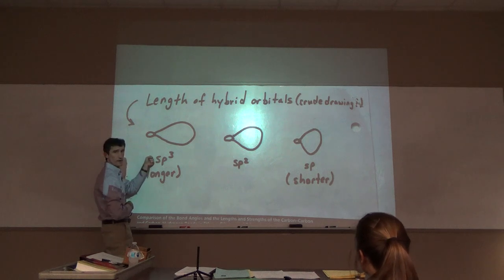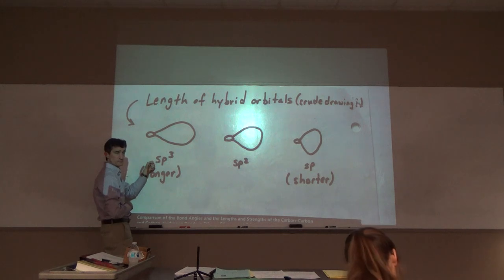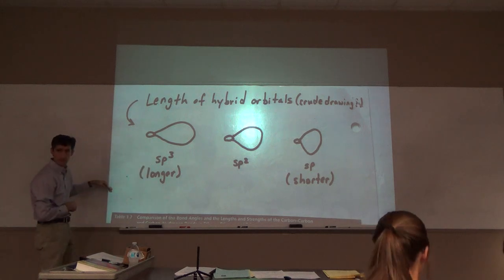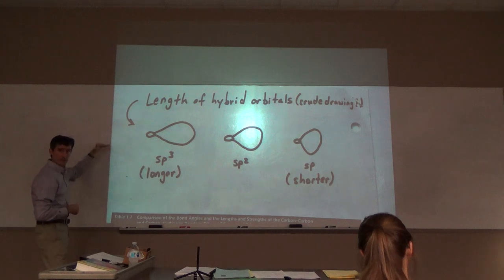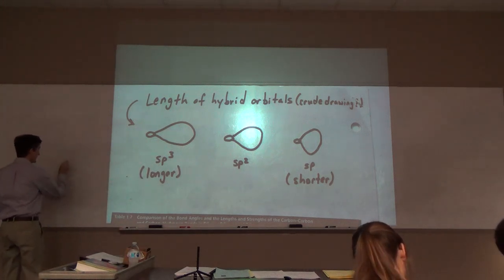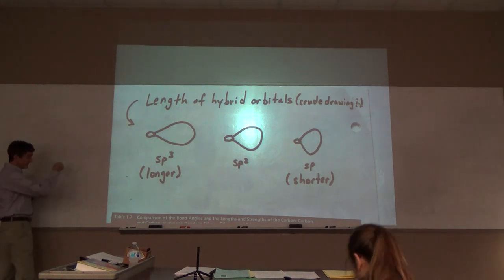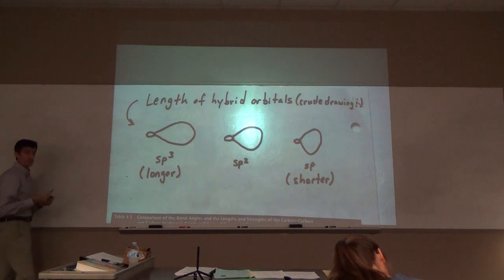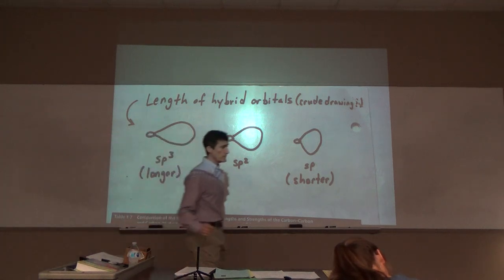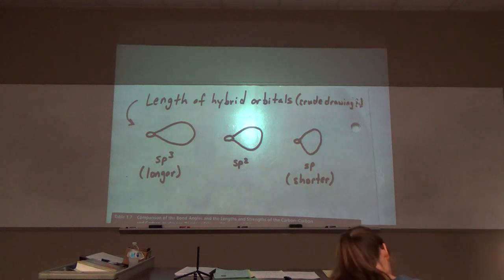This one, right? Percent S character is 25% S. More S character, lower energy, right? Doesn't S sit below P? Right? S is here, then you go to P. The more it looks like an S, the more it's lower energy. And that's important because electrons in low energy orbitals make stronger bonds.